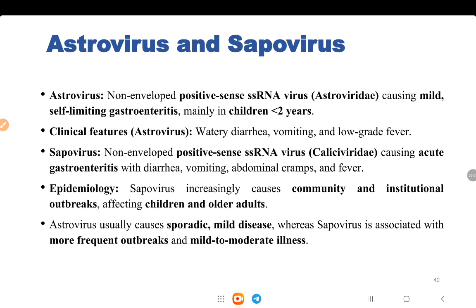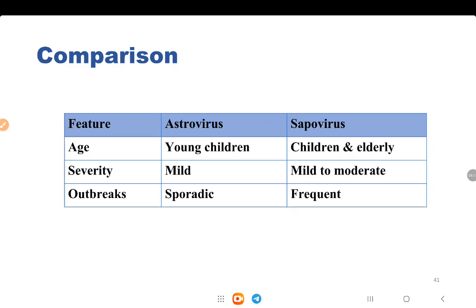The difference between them: astrovirus usually causes sporadic mild disease, while sapovirus is associated with more frequent outbreaks and mild to moderate illness. Here is the comparison. This table compares astrovirus and sapovirus across different age groups. Astrovirus infects young children, and sapovirus infects children and the elderly. Severity for astrovirus is mild, while for sapovirus it can be mild to moderate. Outbreaks occur less in astrovirus but frequently in sapovirus.